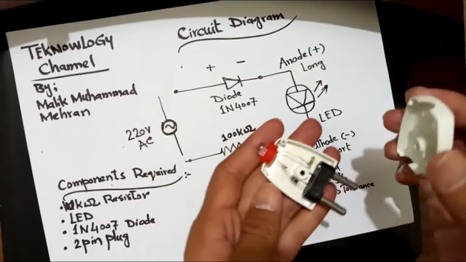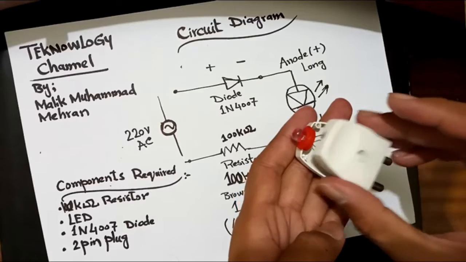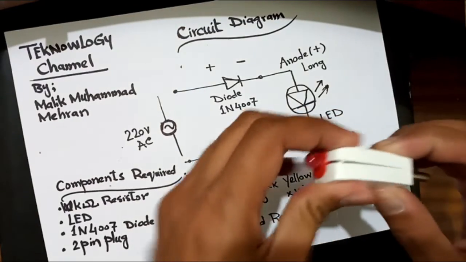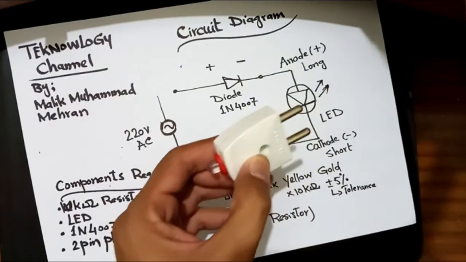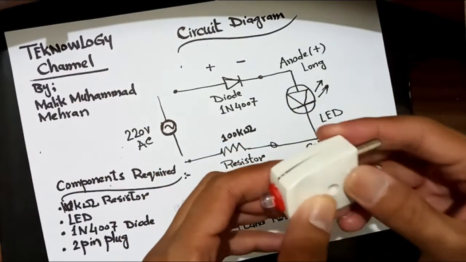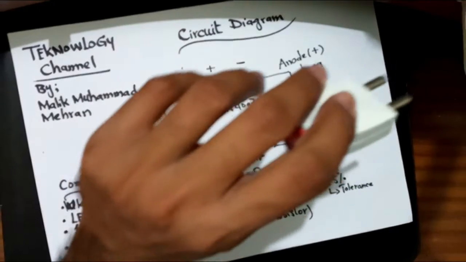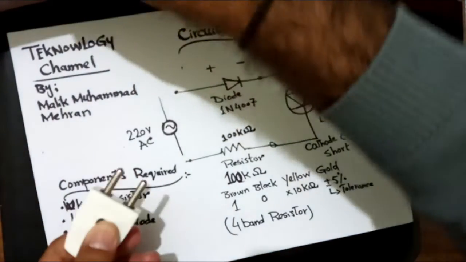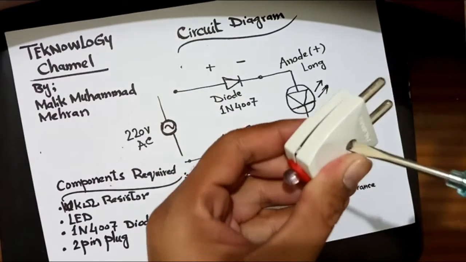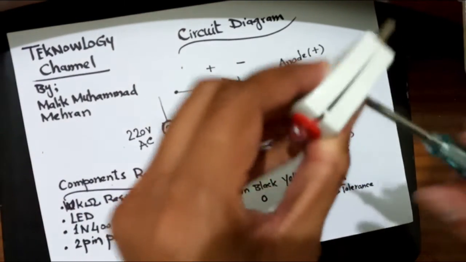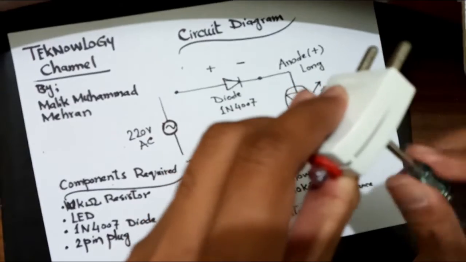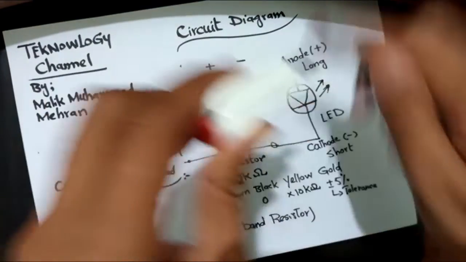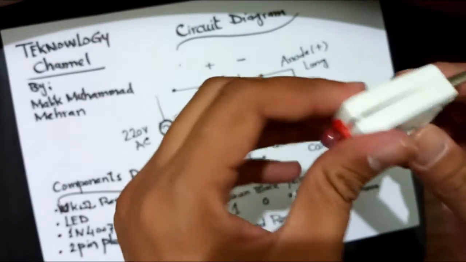This is the casing of the 2-pin plug. We will hide the circuit in this casing, and we are fixing nuts and bolts. This is ready for testing.